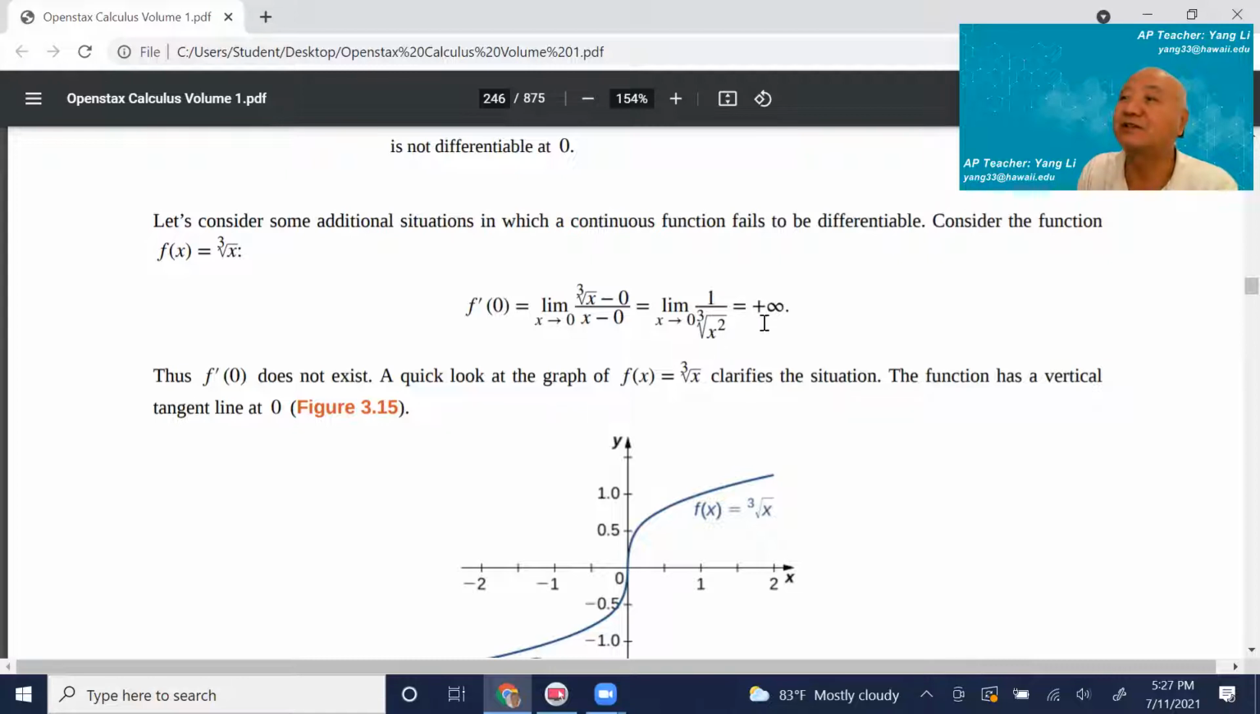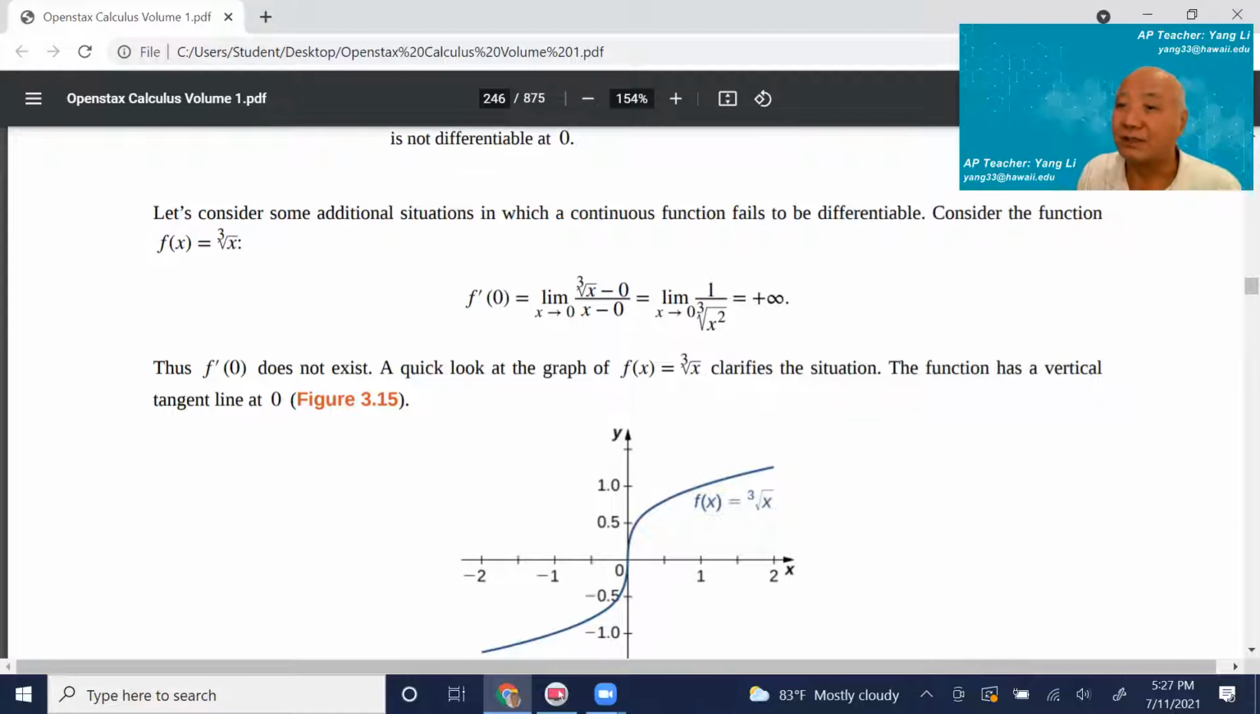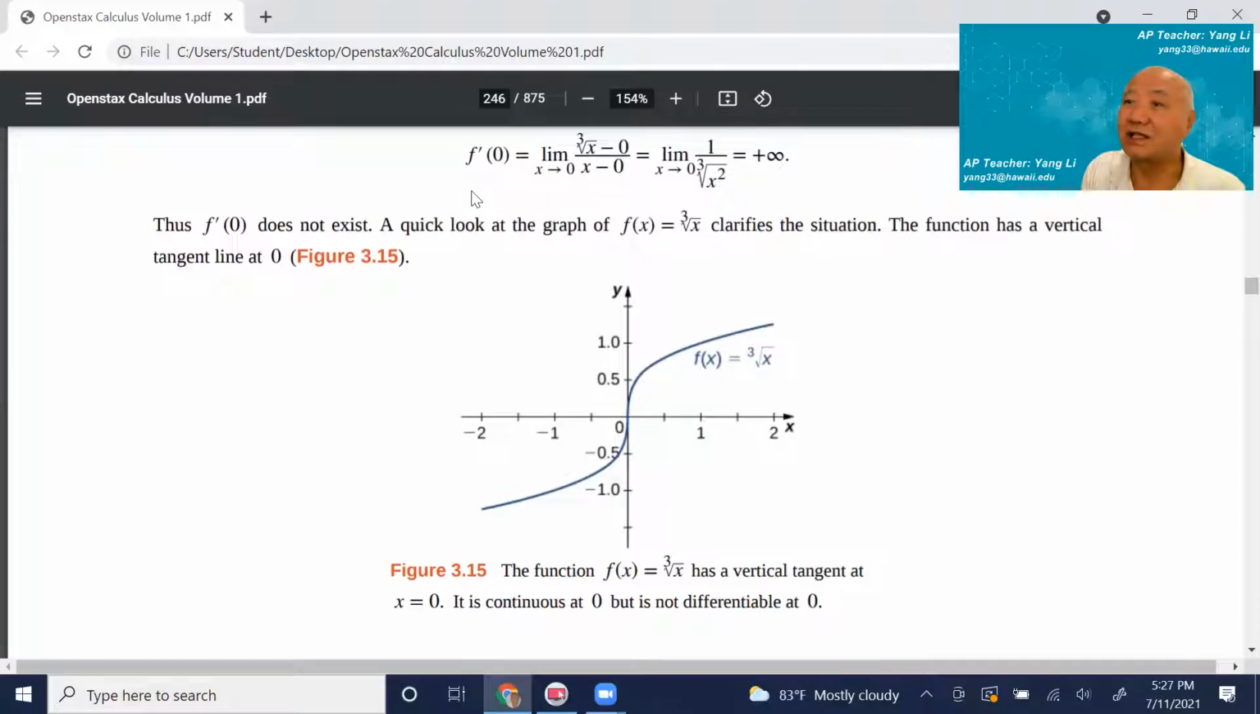One over 0 is positive infinity. What does that mean? It means the derivative is not defined. That's the time the graph has what? There is like a vertical line here. You see that? So that's why it's not defined.